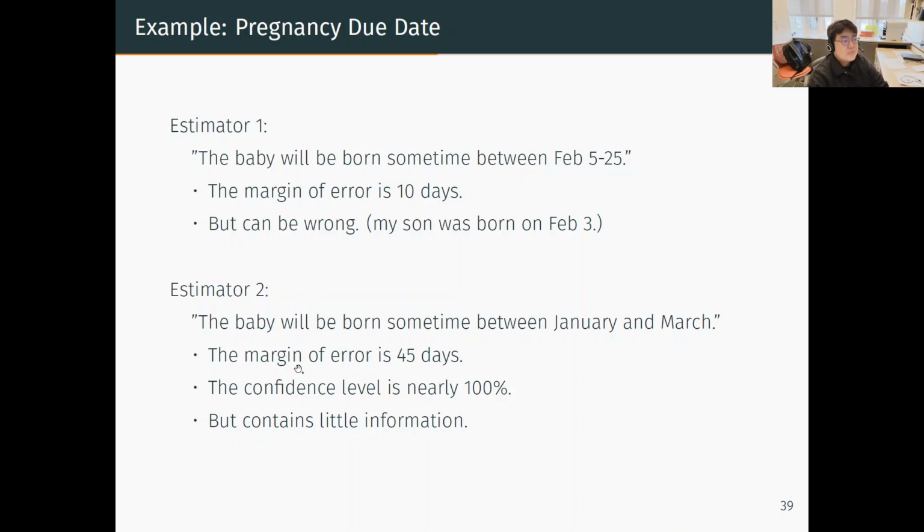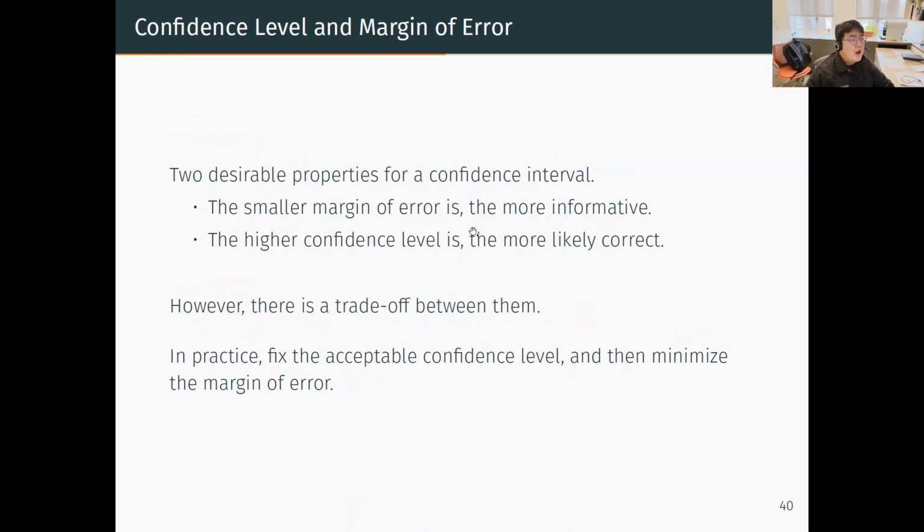So we need to balance somewhere in between them. If the interval is too small, then that shows your confidence in your estimator, but it's likely to be wrong. If it is too wide, it's likely to be true, but barely any information there. So we are going to settle somewhere in between them.